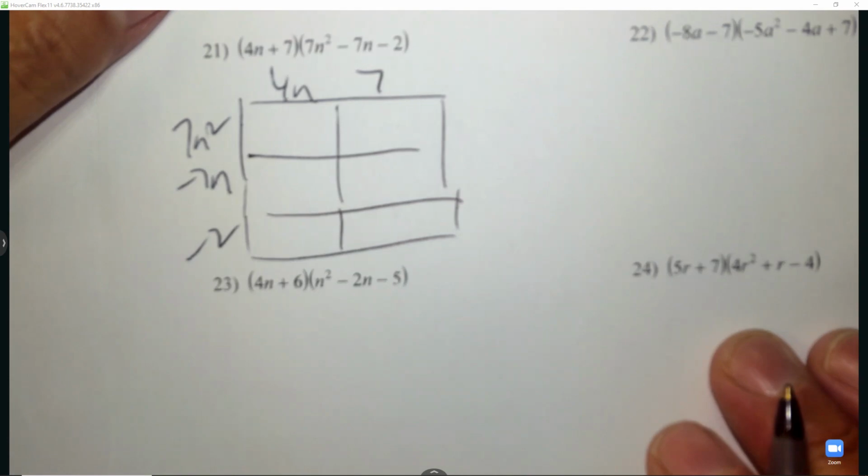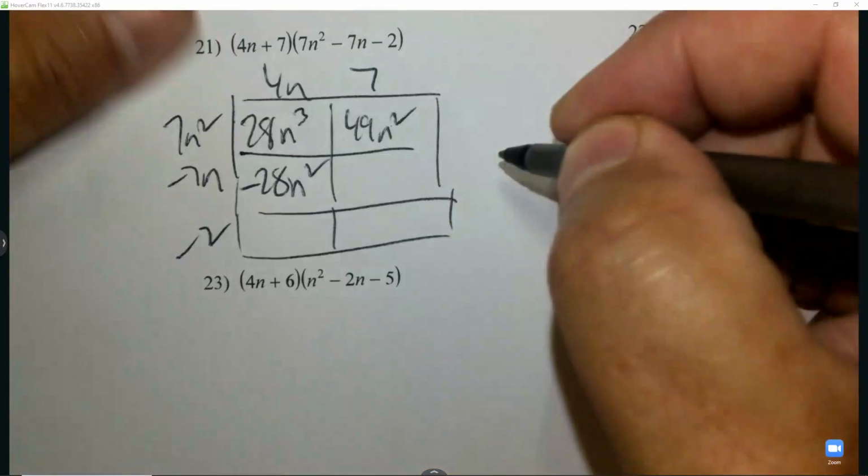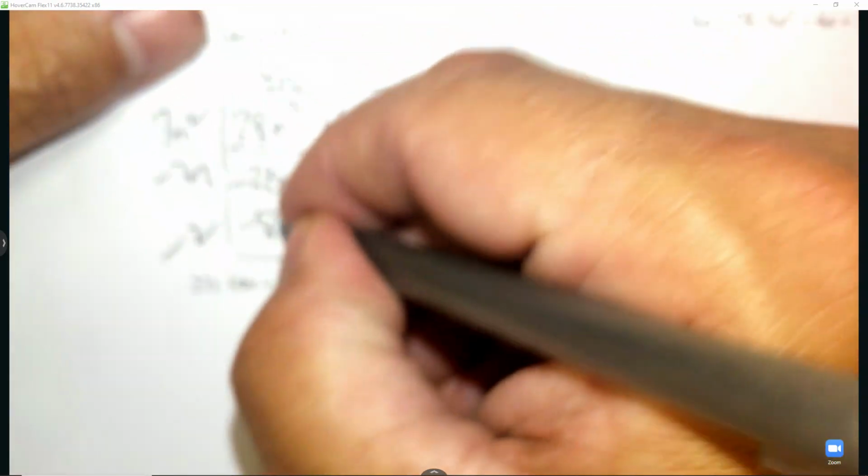So we have 4n and 7. Oh, we need another one here. I'm going to add it just like this. Is that okay? So this is 7n squared minus 7n minus 2. So it can be landscape or portrait style. Oh, there it is. And then I'm going to multiply it, so it's 28. That's 49. It's negative 28, 2. Negative 49. That's negative 8.